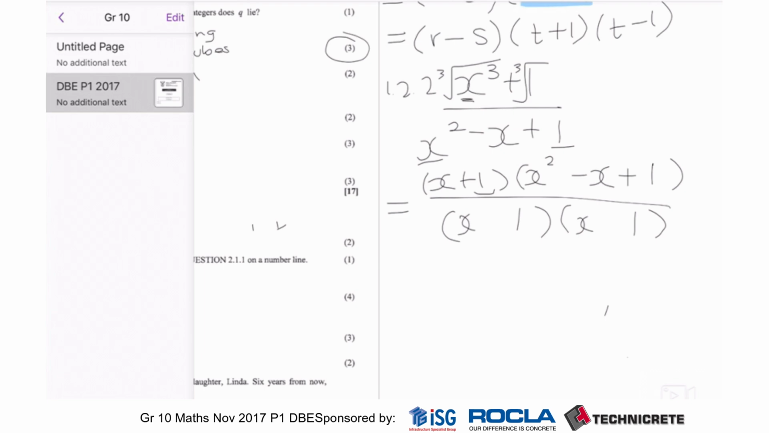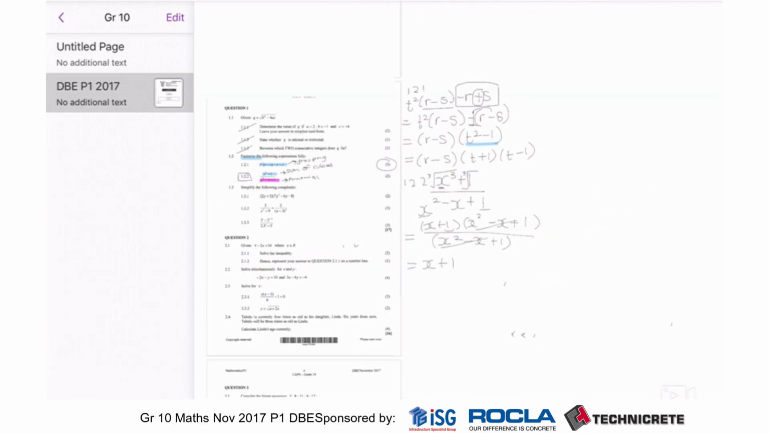Looking at my signs, actually, we were factorizing, but we didn't need to factorize. And why did we not need to factorize? Because what I have at the top is exactly the same as what I have at the bottom. And they can then be cancelled out, and my answer is x plus 1. Okay. So that is a factorization question.